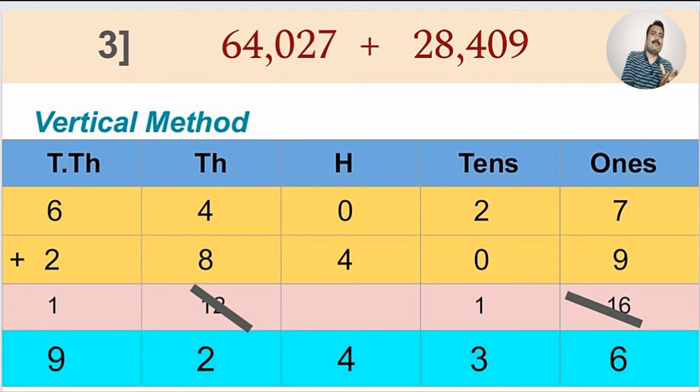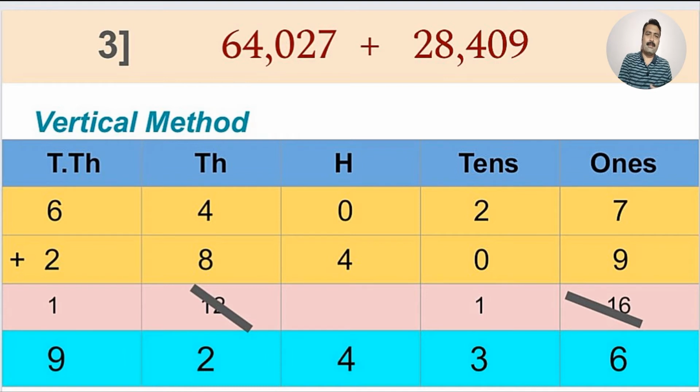So the first column is ones, second tens, third hundreds, fourth thousands, and fifth 10,000s. After making these columns, now we want to arrange the given two numbers into these columns. The first number we arrange here is 64,027. While arranging that, 6 we write in the 10,000 column, 4 in the thousands column, 0 into the hundreds column, 2 into the tens column, and 7 into the ones column.